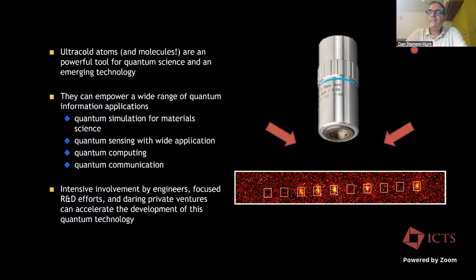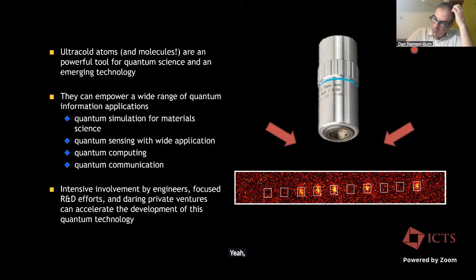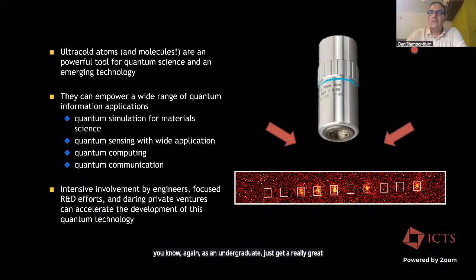Yes, sir. And I think we have one very similar question. This person wants to go into atomic and AMO physics and quantum optics. So is your advice any different for them? Yeah. So, again, as an undergraduate, just get a really great, solid overall background. Let's say you want to go into physics. You do a really great physics degree and study everything.